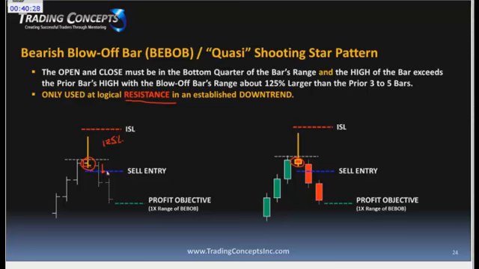Again, your initial stop loss is directly above the high of the bearish blow-off bar, and your first profit target is the range of that BOB. So high minus low, get the range, subtract that down from your entry. That's your first objective. Look at an example here.